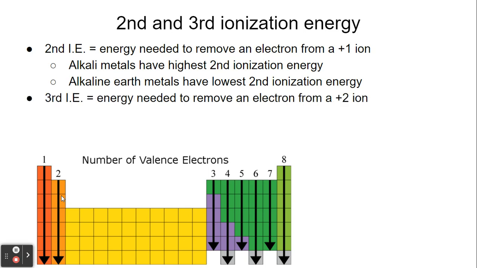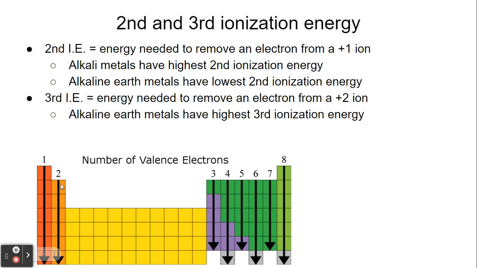Third ionization energy is just the energy to remove a third electron. So we've already removed two electrons, and now we're going to remove another electron. The one with the highest third ionization energy is going to be this alkaline earth metal group because, again, we've removed those two valence electrons that they have, and they don't want to remove a third because now they have a complete octet.